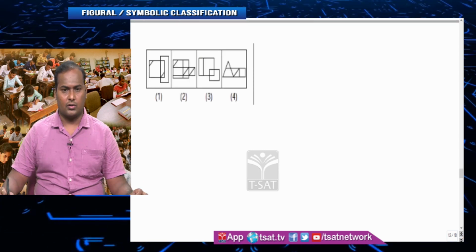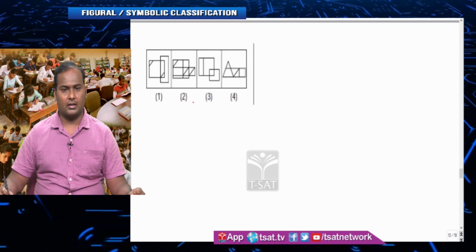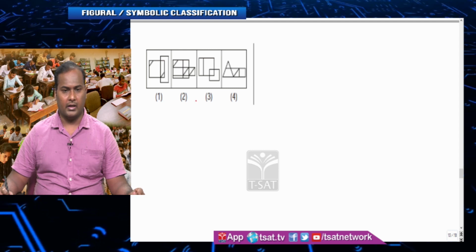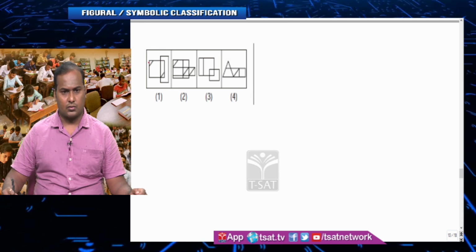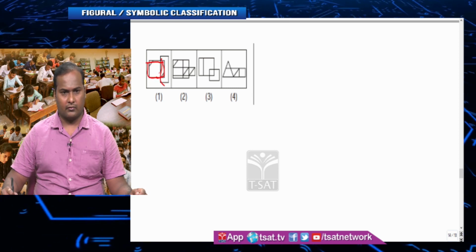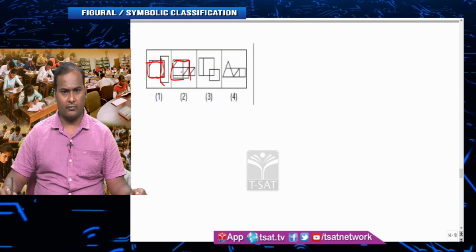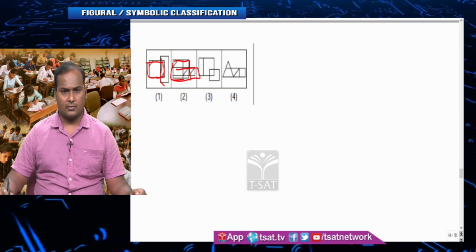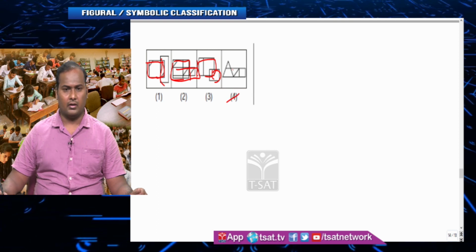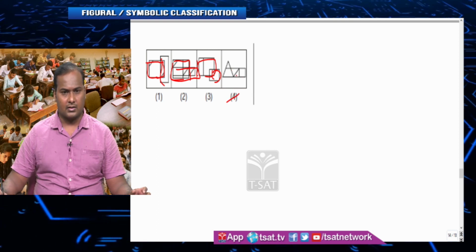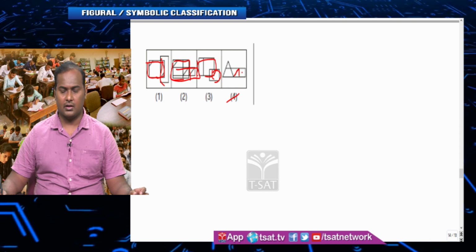In this particular question, what is the character that is different from the remaining 3? In all the cases there are two squares: one figure followed by one more figure. Here also one figure followed by one more figure, and here again. Except option 4, where two or more different figures are involved.